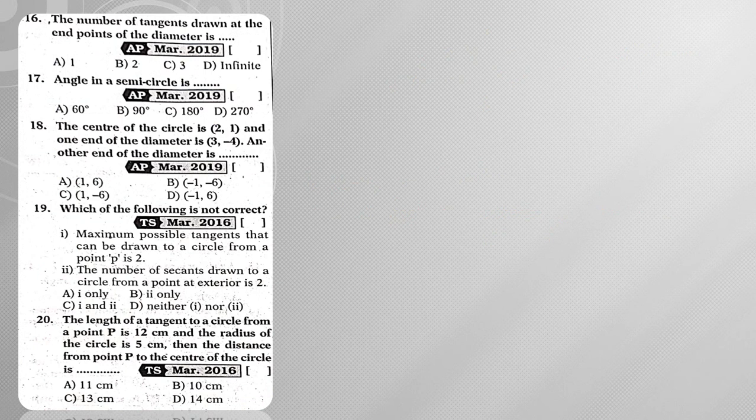Next, moving on to question number 16. The number of tangents drawn at the endpoints of a diameter. So for suppose this is my circle, so this is my diameter. So at the endpoints of the diameter, how many tangents can we draw? So we can draw only two tangents. Hence 2 is the answer.